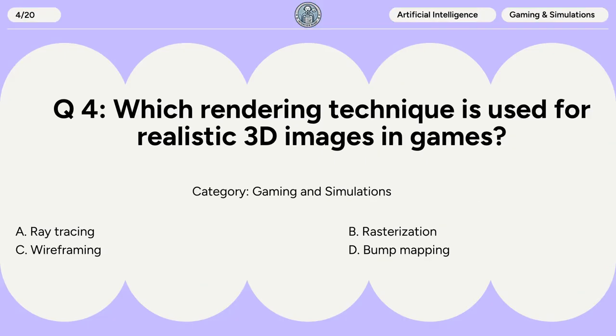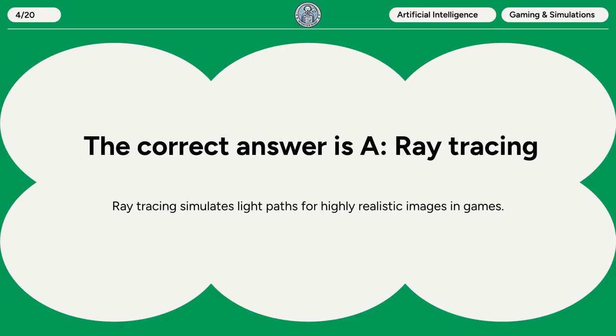Question 4. Which rendering technique is used for realistic 3D images in games? A. Ray tracing. B. Rasterization. C. Wireframing. D. Bump mapping. The correct answer is A. Ray tracing. Ray tracing simulates light paths for highly realistic images in games.